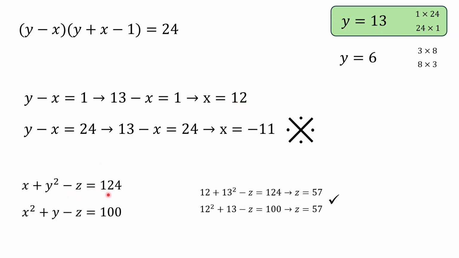We have to calculate z. These are the two equations. We should calculate z for both of them to make sure that we get the same value for both equations. So here x is 12, y is 13, and this gives us 57. Same way, it gives us 57, so this is a correct answer. Therefore, one set of x, y, z will be 12, 13, 57. Again, if x, y, z could be members of integers, then the other case would also be a possible solution, and then we could find z for it.